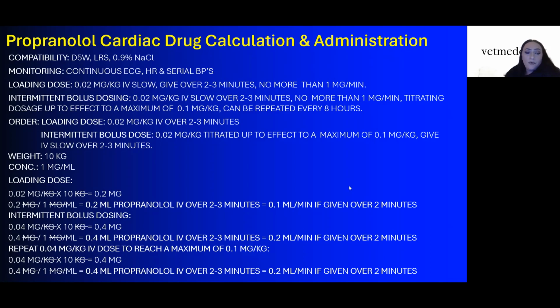For the intermittent bolus dosing, it's 0.04 mg per kg times 10 kgs, which gives us 0.4 milligrams. 0.4 milligrams divided by 1 mg per mil gives us 0.4 mils propranolol IV over 2 to 3 minutes, which is 0.2 mils per minute if given over 2 minutes. Repeat the 0.04 mg per kg IV dose to reach a maximum of 0.1 mg per kg. This is if needed. And basically, it's just a repeated dose. So that is how that is given.